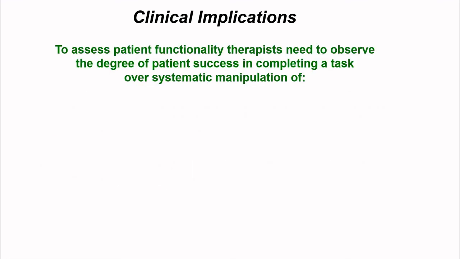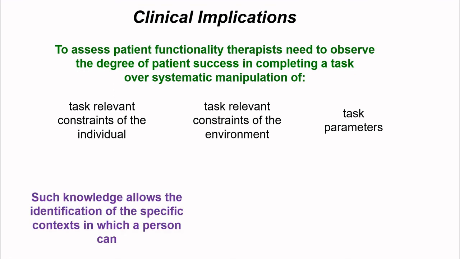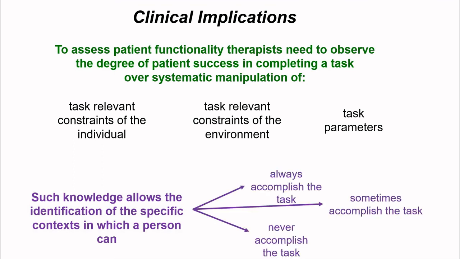Let's look at some more clinical implications of the systems theory. To assess patient functionality, therapists need to observe the degree of patient success in completing a task over systematic manipulations of task-relevant constraints of the individual, task-relevant constraints of the environment, and task parameters. Such knowledge allows for the identification of the specific contexts in which a person can always accomplish the task, sometimes accomplish the task, or never accomplish the task.